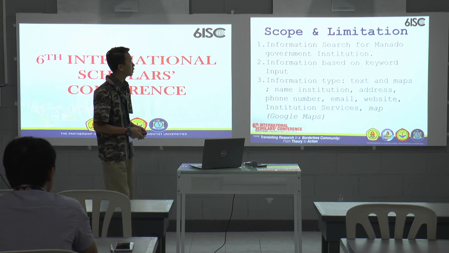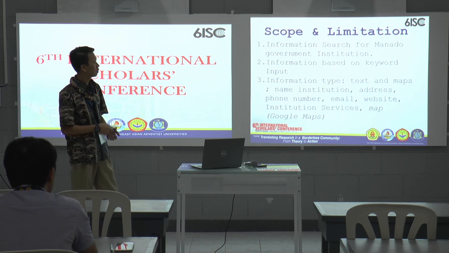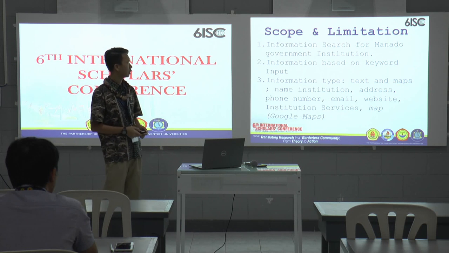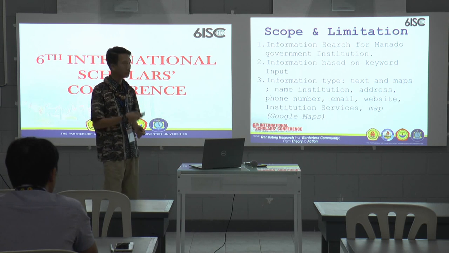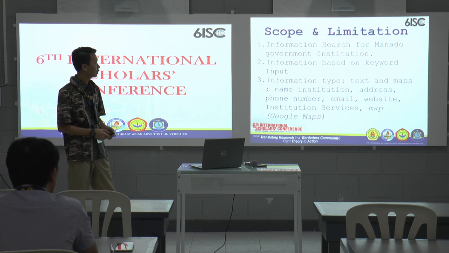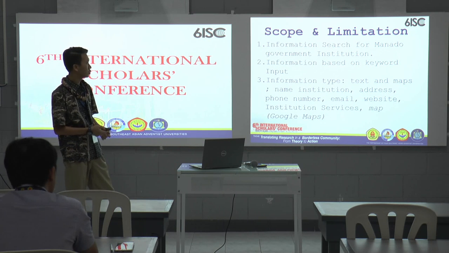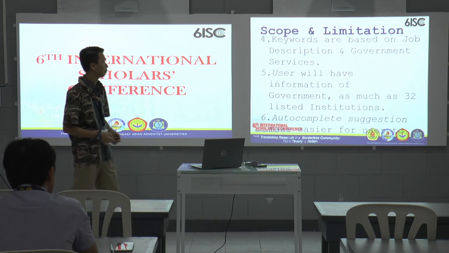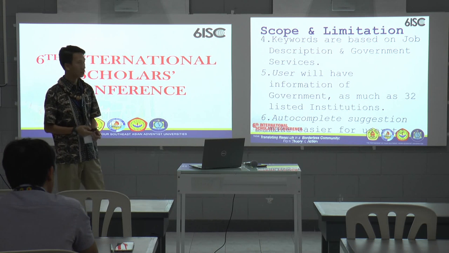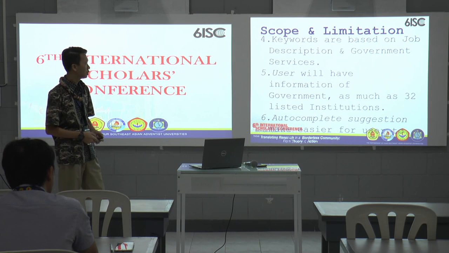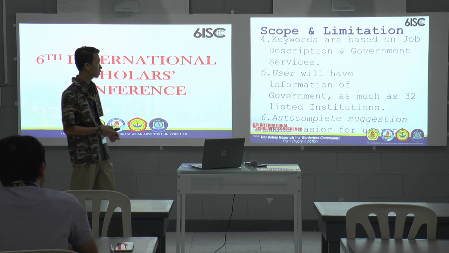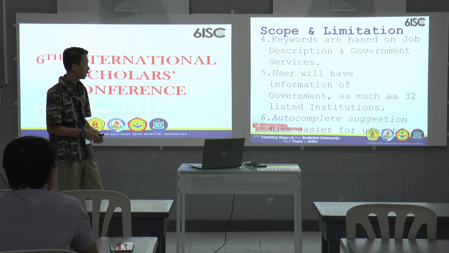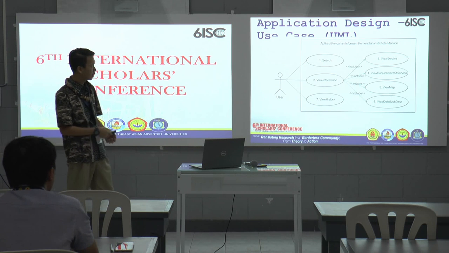This is our scope and limitation. Information from search for another government institution only, but you can use it for others. Just change the subject. Information based on keyword input, only by keyword input. And then the third, information type: text, maps, name, institution, address, phone number, email, website, institution service, map via Google Map. The keywords are based on job description and government services. Users will have information of government as much as 30 institutions for now. And then autocomplete suggestion makes it easier for users.